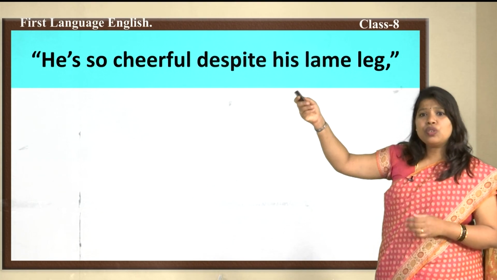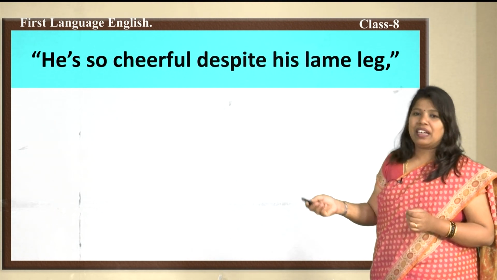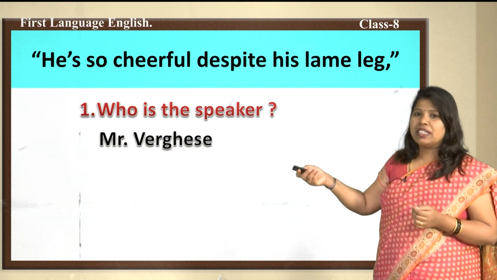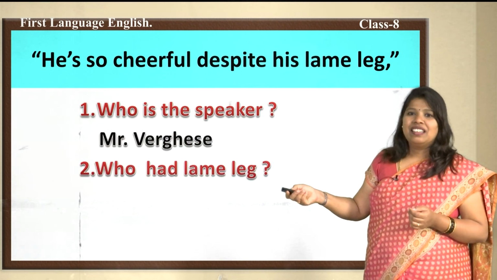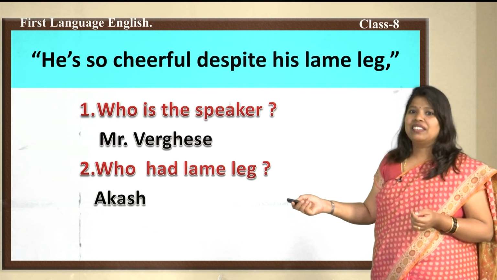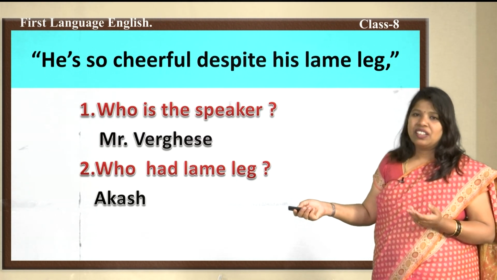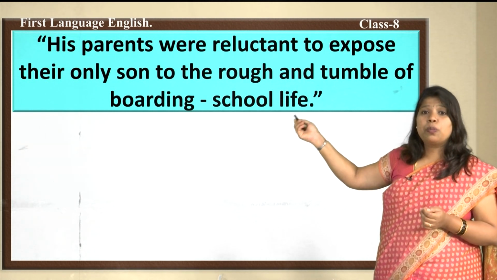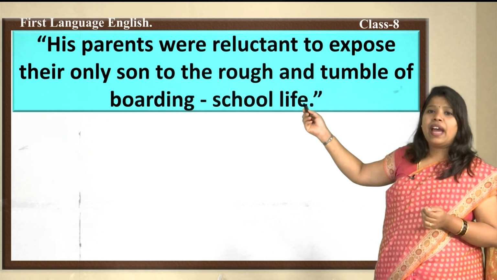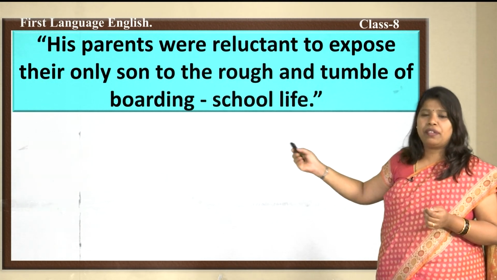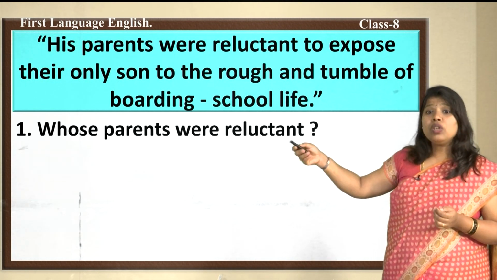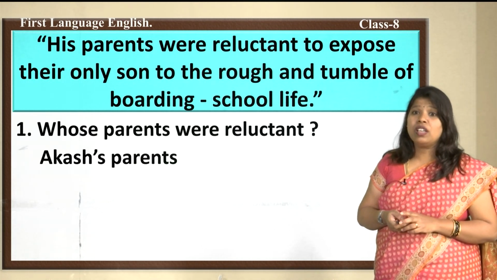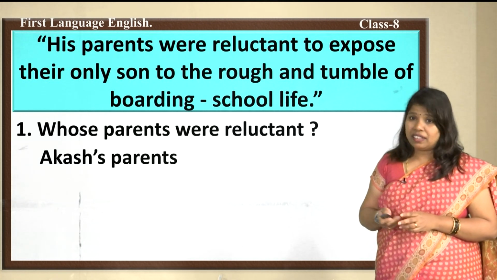Next, he is so cheerful despite his lame leg. So, who is the speaker here? Yes, the speaker is Mr. Verghese. Now, who had lame leg? Yes, it was Akash. His parents were reluctant to expose their only son to the rough and tumble of the boarding school life. Whose parents were reluctant? Yes, it was Akash's parents, because Akash had a lame leg, isn't it?